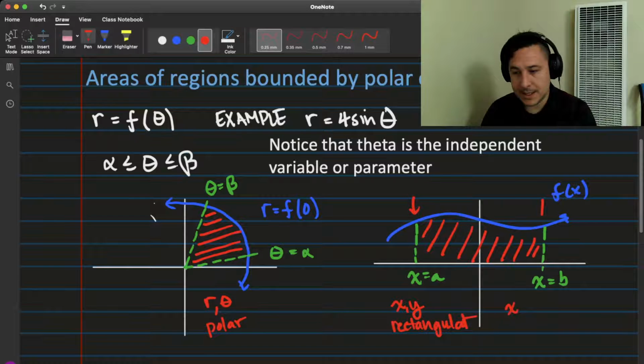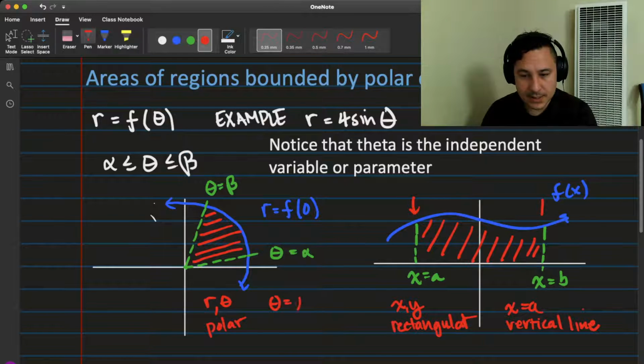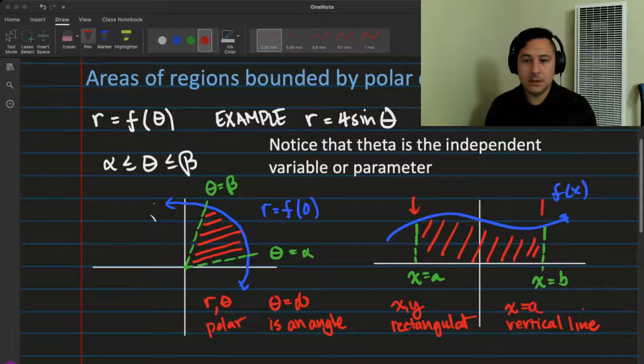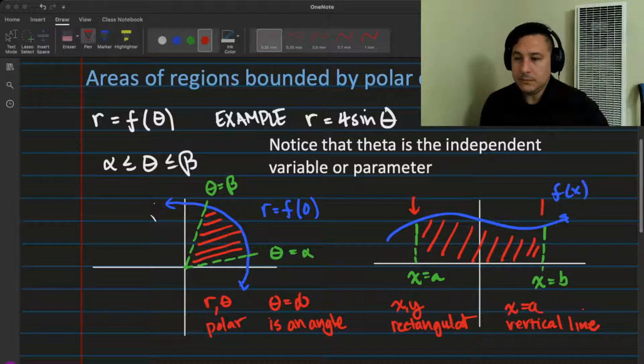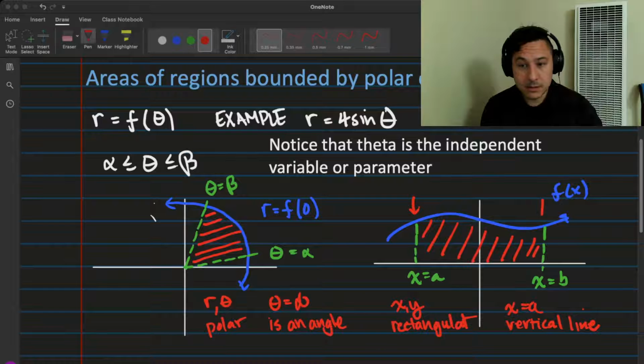So x equals a is a vertical line, whereas over here, theta equals alpha, you can think of it as an angle. So you get this little line along some angle from the x-axis. So I'm going to pause. Does this idea make sense?